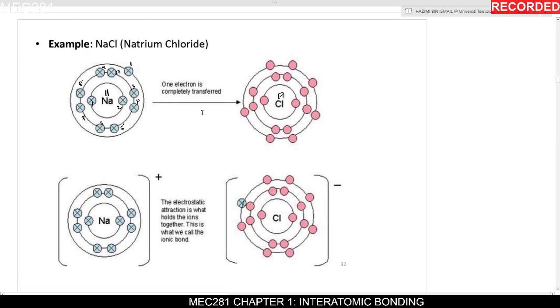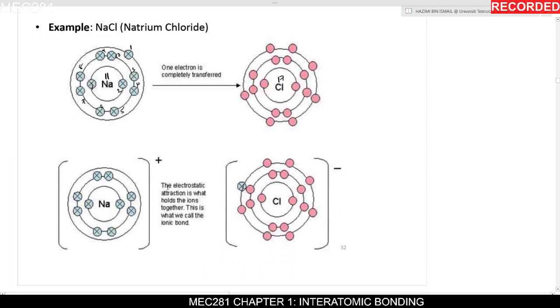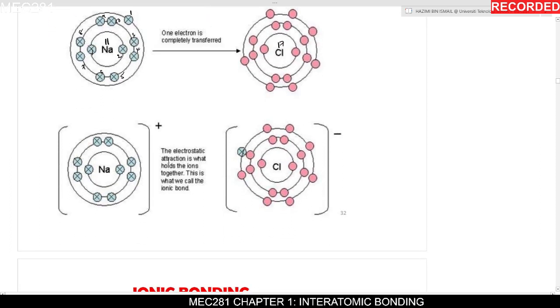Okay, so chlorine needs one electron, and sodium has to release or remove one, so it will donate, it will give. One electron is completely transferred. The electrostatic attraction is what holds the ions together.